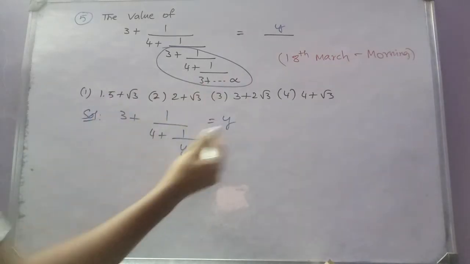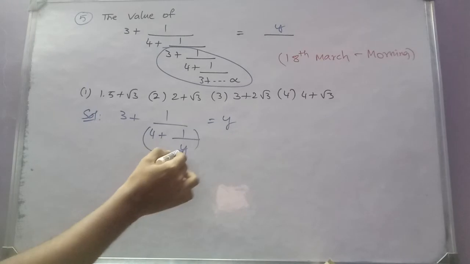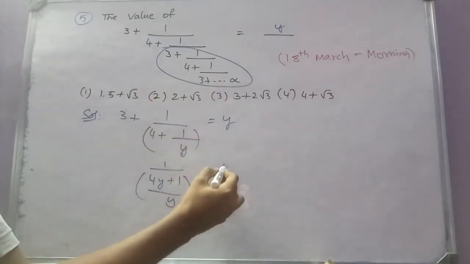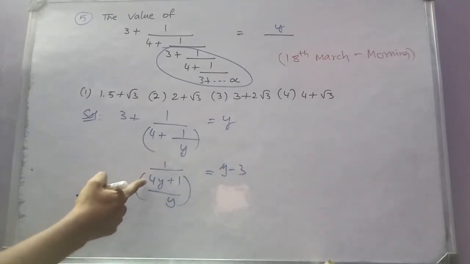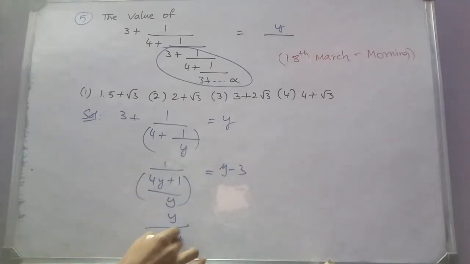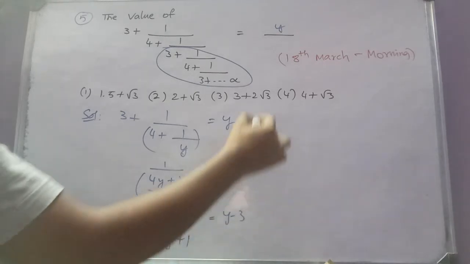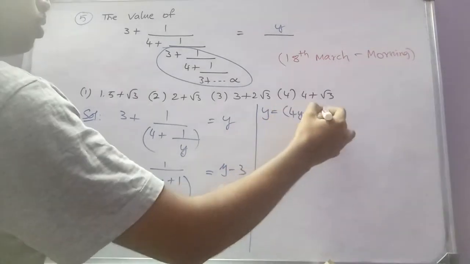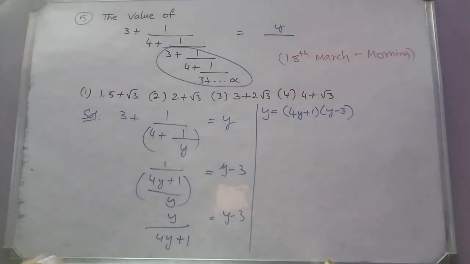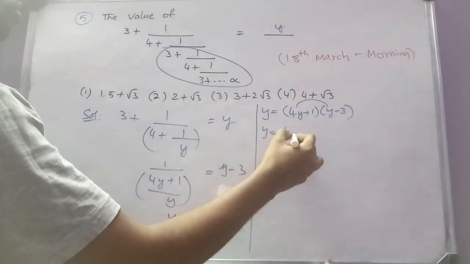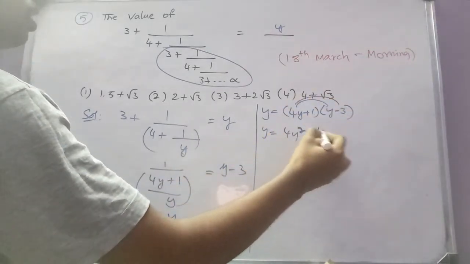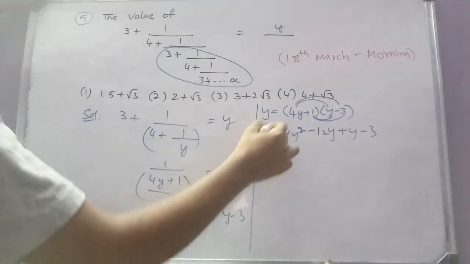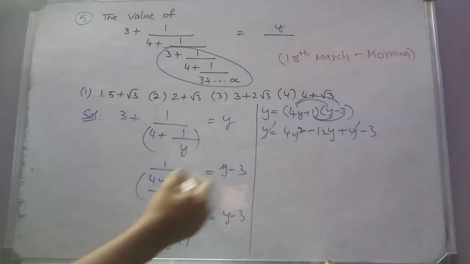What is it? Take 3 right side, and this one you can take LCM. So take 3 right side, you'll get y minus 3. And the reciprocal of this thing is y divided by 4y plus 1. Now cross multiply. y is equal to 4y plus 1 into y minus 3. So right side if you expand, 4y square minus 12y plus y minus 3. Observe that plus 5 and plus 5 will get cancelled on both sides.